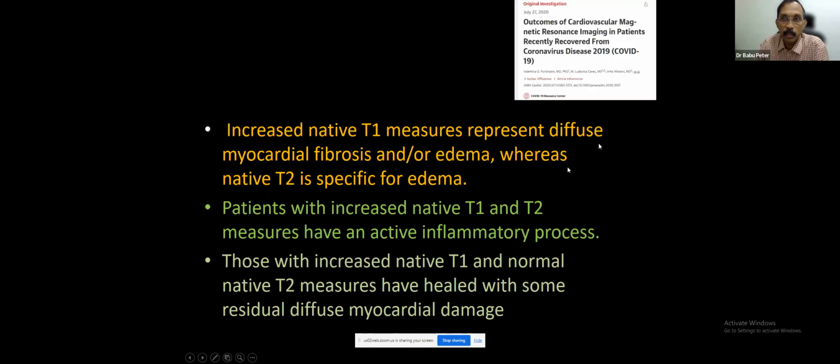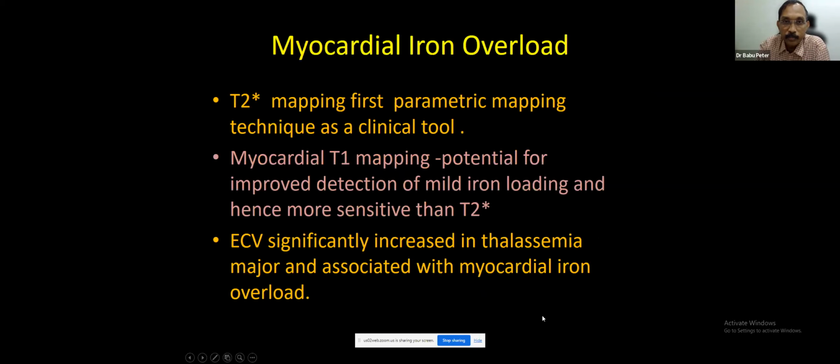In this published article reflecting on the outcomes of cardiovascular magnetic resonance in patients recovered from coronavirus disease, increased T1 measures reflect diffuse myocardial fibrosis or edema, whereas T2 is specific for edema. Patients with increased T1 and T2 have an active inflammatory process, while those with increased T1 and normal T2 reflect healing with some residual diffuse myocardial damage.